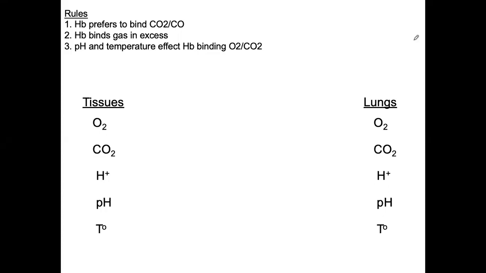Okay, so the rules for hemoglobin are that hemoglobin prefers to bind CO2 and carbon monoxide first, but hemoglobin will bind any gas in excess, and pH and temperature affect hemoglobin binding to oxygen. So pH and temperature are separate. A change in pH is going to affect how hemoglobin binds oxygen, and a temperature change can affect how hemoglobin binds oxygen as well.